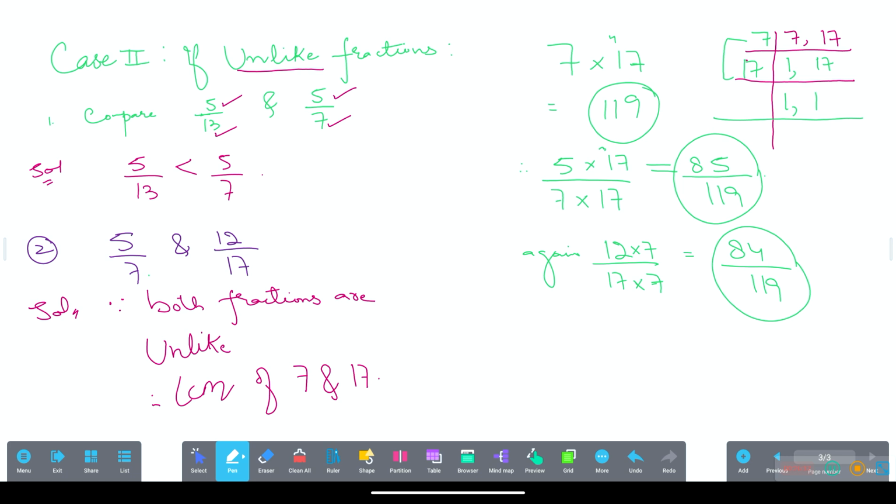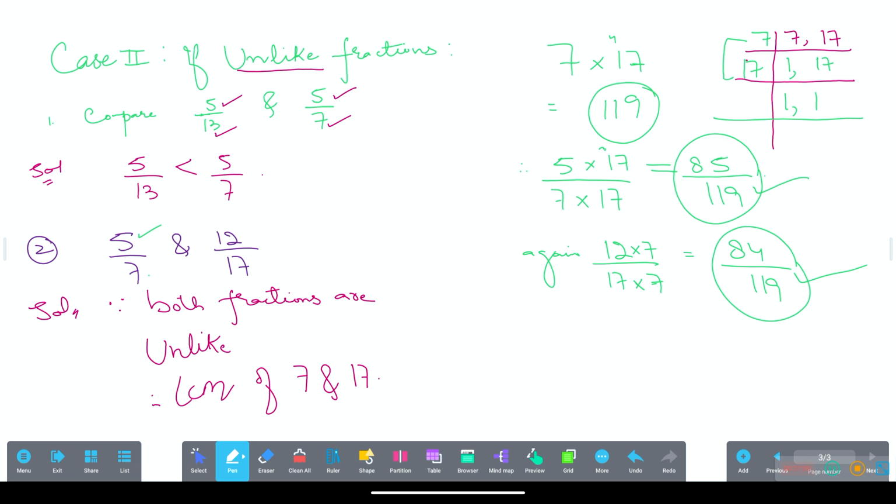Remember, 84 by 119 has the same value as 12 by 17, and 85 by 119 has the same value as 5 by 7. So they are actually the equivalent fractions of the two given unlike fractions. Now clearly, after looking at these fractions, the equivalent fractions we get for 5 by 7 and 12 by 17 have equal denominators. Now we move back to the previous concept of like fractions. I have been able to convert unlike fractions into like fractions by LCM.